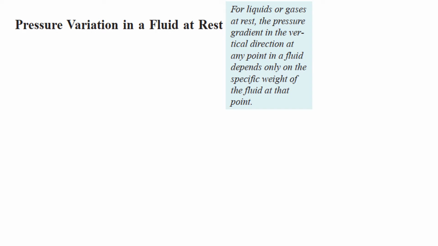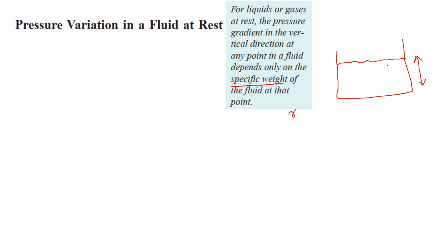So next we were concerned about the pressure variation in a fluid at rest. What we did, we came up with a very interesting statement that for fluids or gases at rest, the pressure gradient in the vertical direction at any point in the fluid depends only on the specific weight of the fluid at that point. So what does this statement mean? If we take a certain tank, and in that tank there is a certain amount of fluid, the pressure will only change in the vertical direction, and that pressure is dependent on the specific weight of the fluid, that is our gamma.